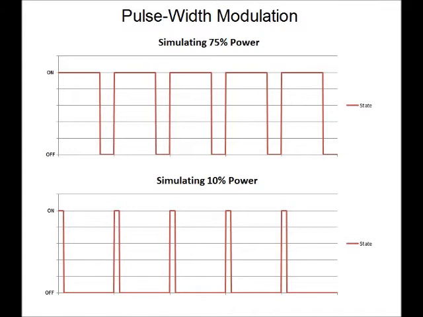So I've made a couple little charts here that show you what it might look like to simulate 75% power or 10% power, and I think it kind of gets the idea across. We're going to do this by scheduling some hardware interrupt signals on the clock.